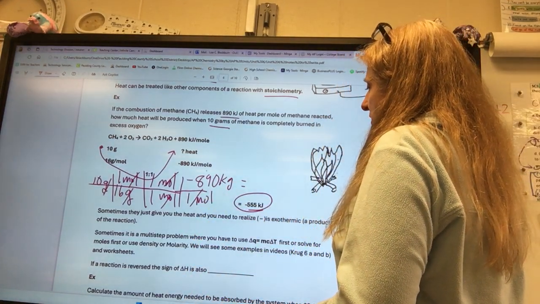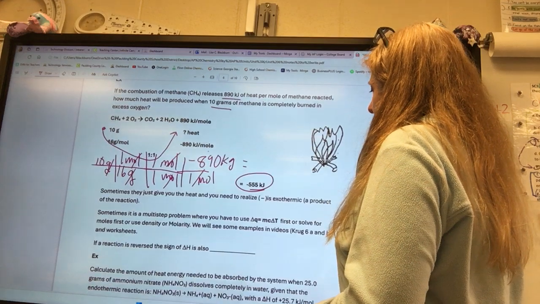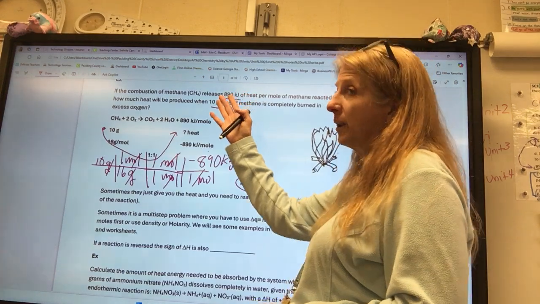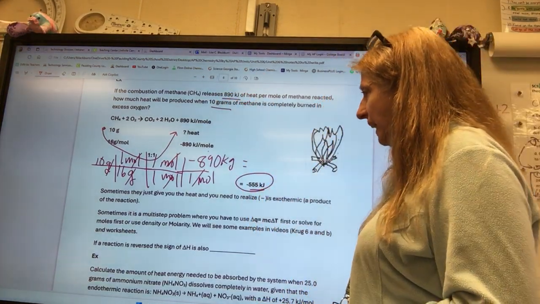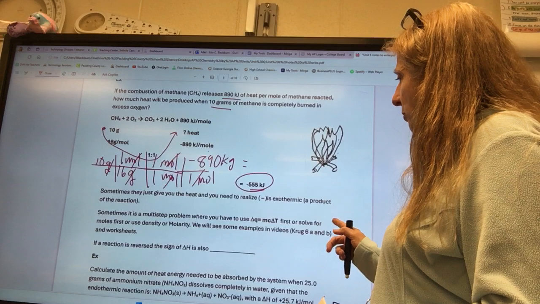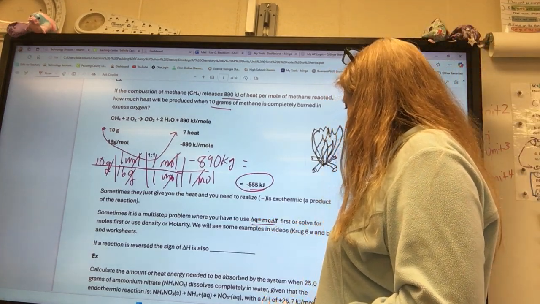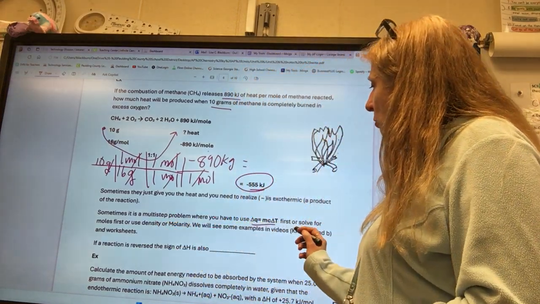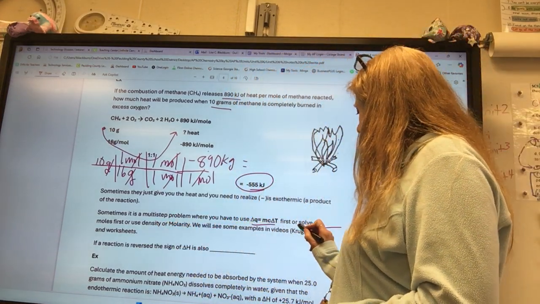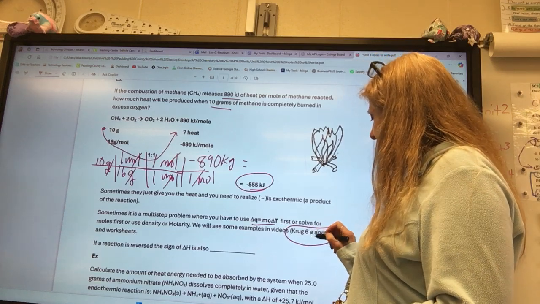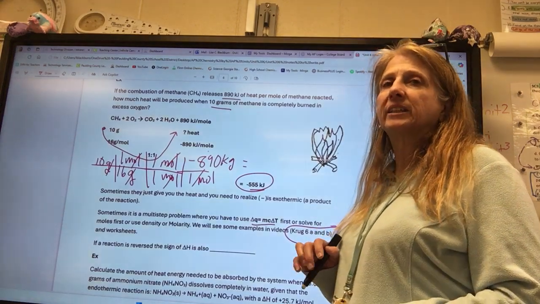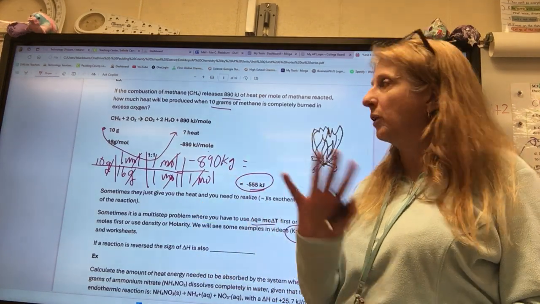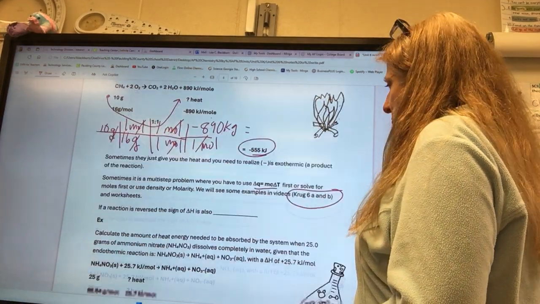All right, sometimes they just give you the heat, and you need to realize negative is exothermic, a product of the reaction. So sometimes they'll say it's like a product, and you have to know to make it negative, to be tricky. Sometimes it's a multi-step problem where you have to use Q equals MC delta T first to solve with the moles, or use density or molarity. We'll see some examples in the videos. So Krug, we're gonna watch his video for 6.6 A and B in class, because I want you to see some of these, where they can throw something that you have to solve before you get to what you really want to do, problems. And I think he's got some good ones.